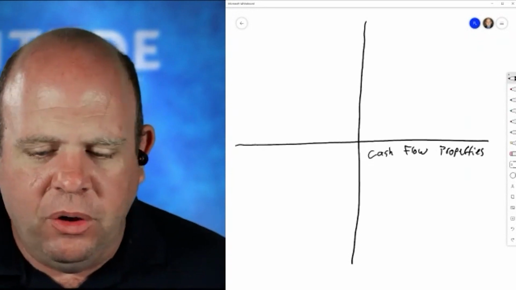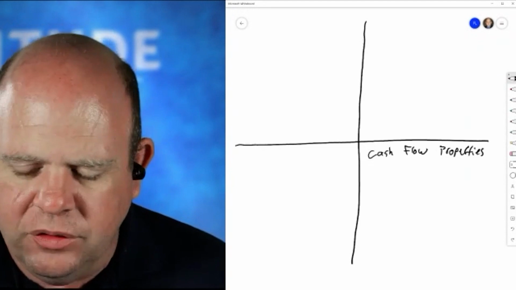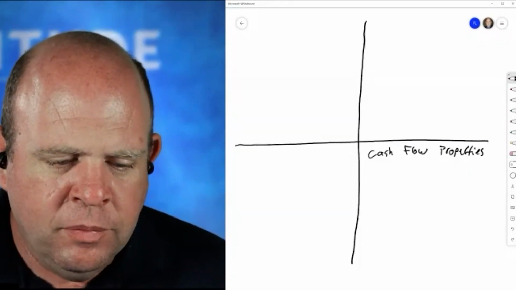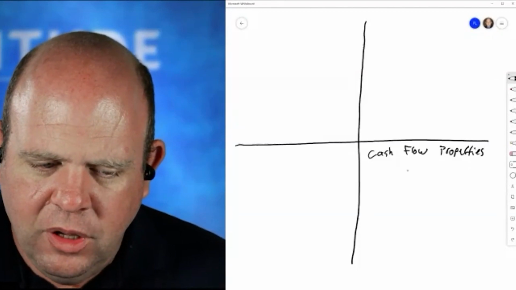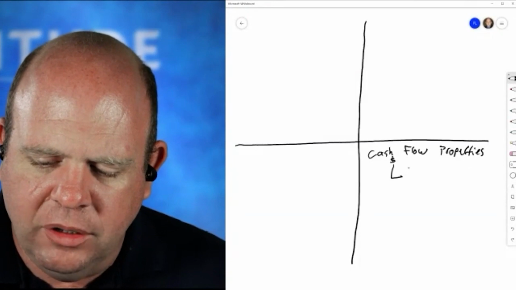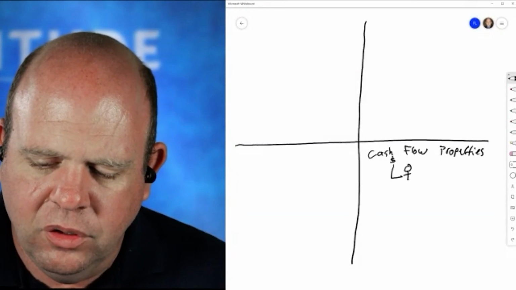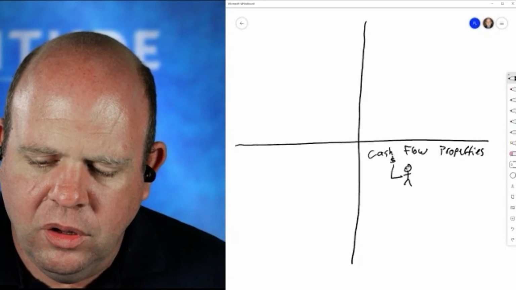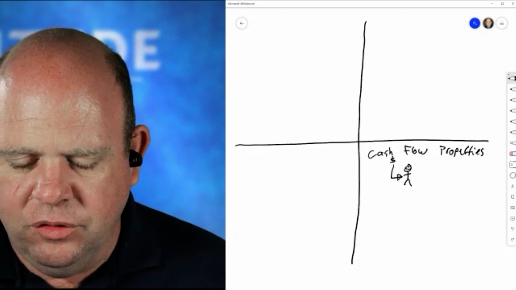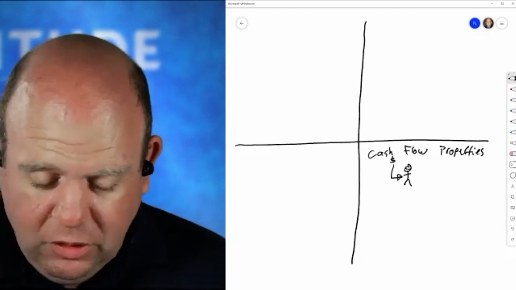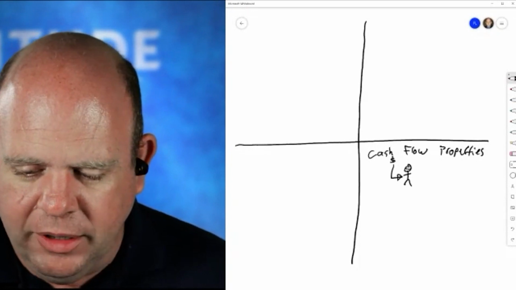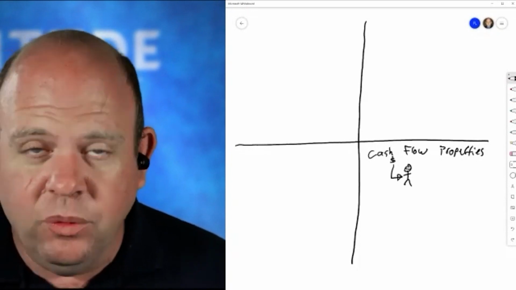Now, cash flow property: what we're trying to do is hold these properties for a very long time. We are going to put money into our investor's pocket as regularly and as consistently as possible. These are not complex deals, they're long holds. We're trying to just put money in their pocket, and eventually we'll sell it with appreciation.